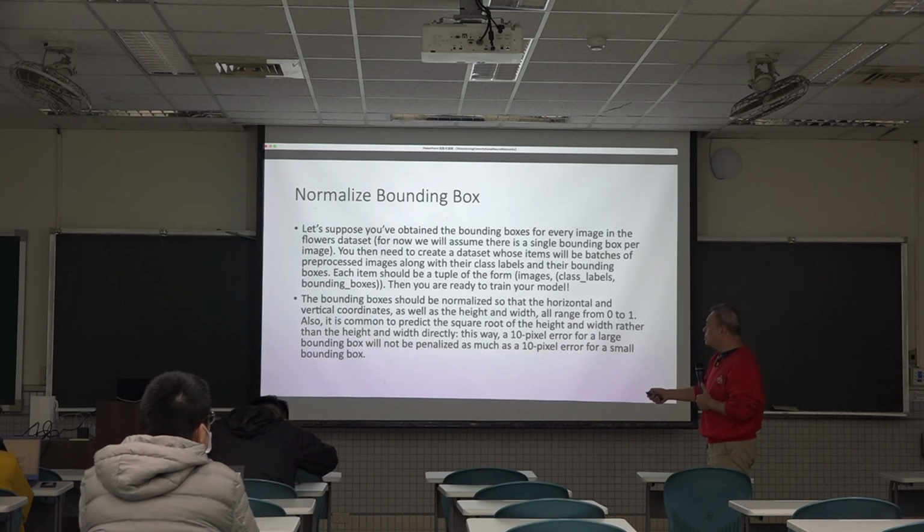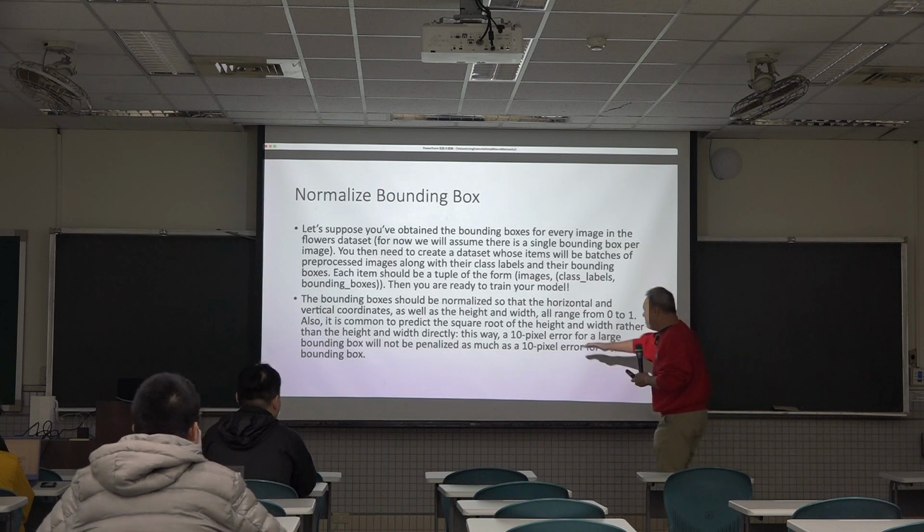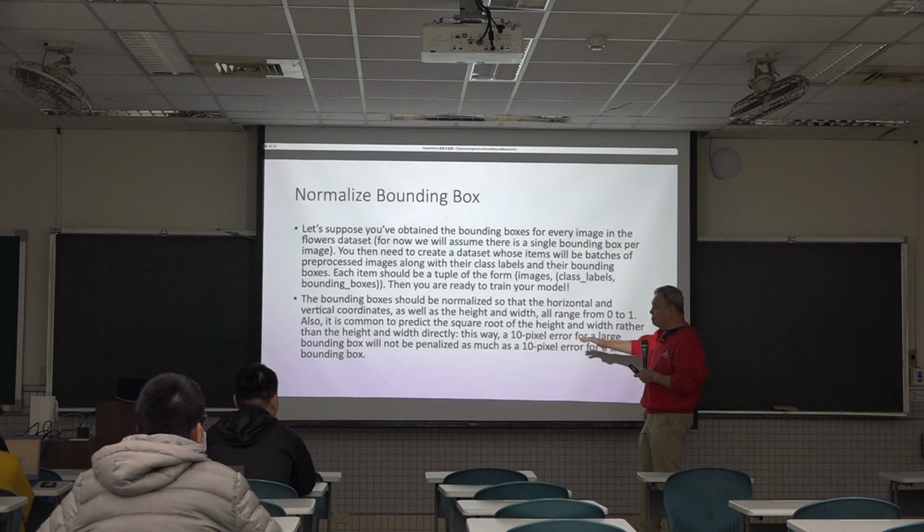A lot of the time we also predict the square root of the height and width rather than the height and width directly. Why? This way, a 10 pixel error for large bounding boxes will not be penalized as much as a 10 pixel error for a small bounding box. What does that mean?